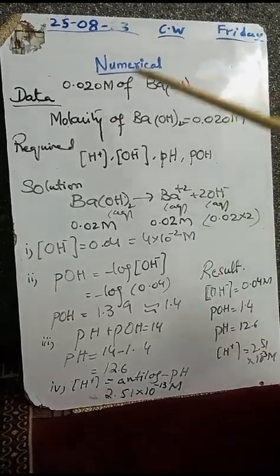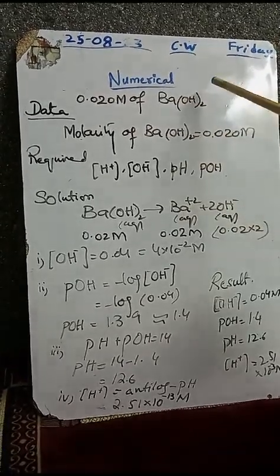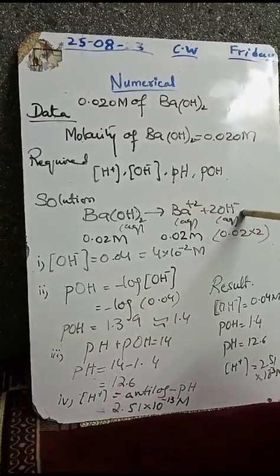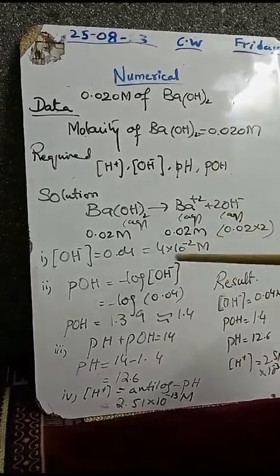Similarly, if a question is given with 0.02 molar of NaOH, then in the case of NaOH you have 1 OH negative ion, and accordingly you have to solve it.